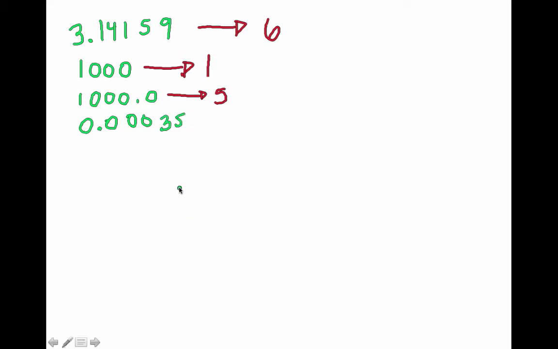Now what if we had this number right here? Well, this number, 0.00035, actually has just 2 significant figures. Only 3 and 5 tell us something. The other zeros are placeholders, only providing information about relative size. 1006 has 4 significant figures. The 1 and 6 are interesting, and we have to count the zeros because they're between 2 interesting numbers.